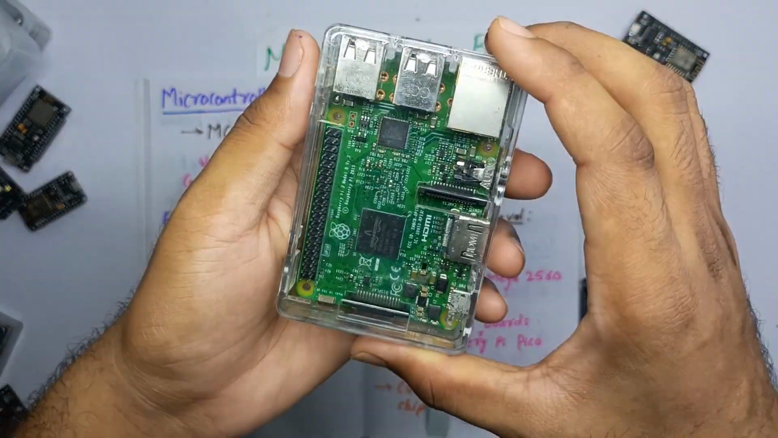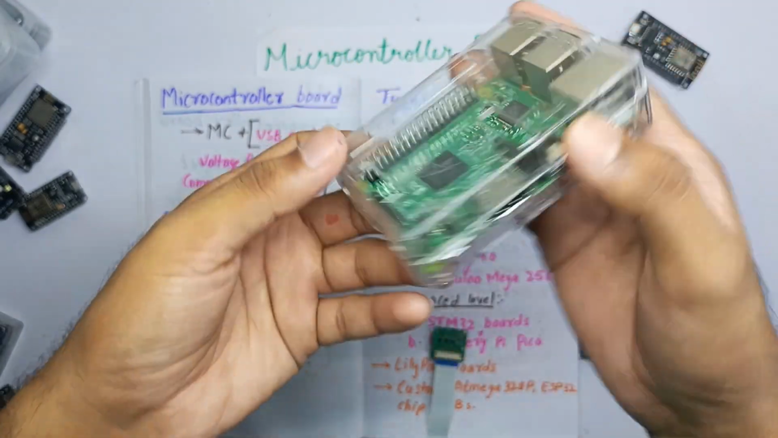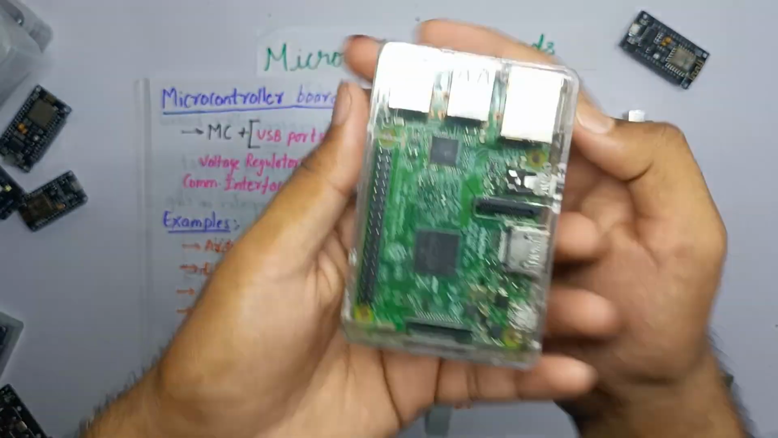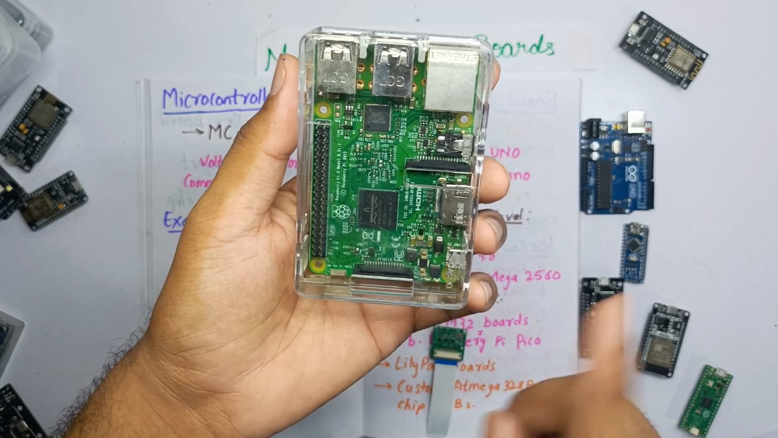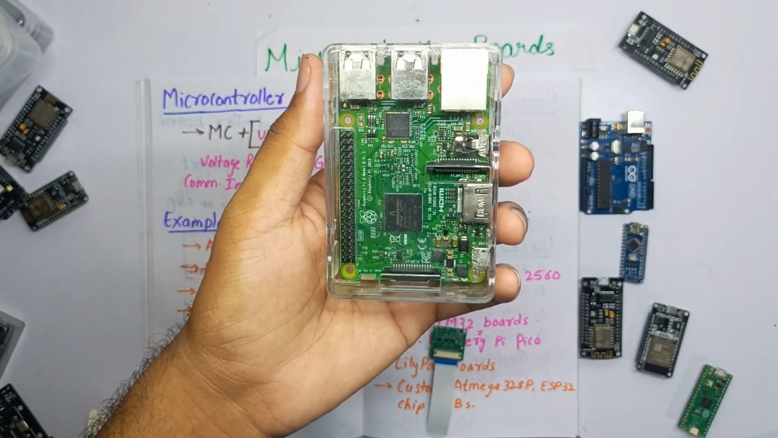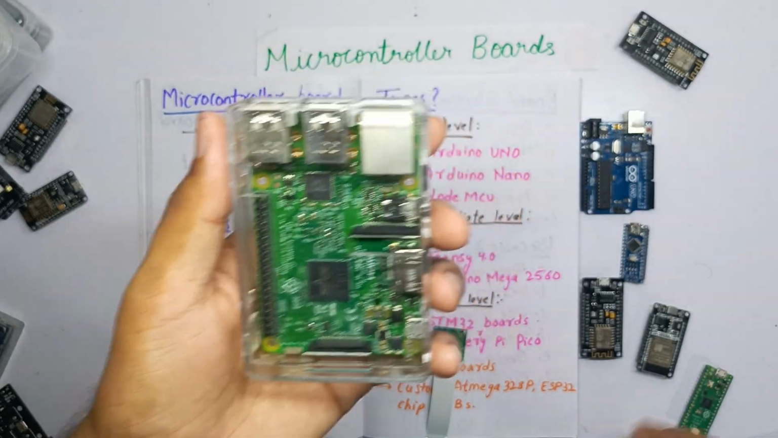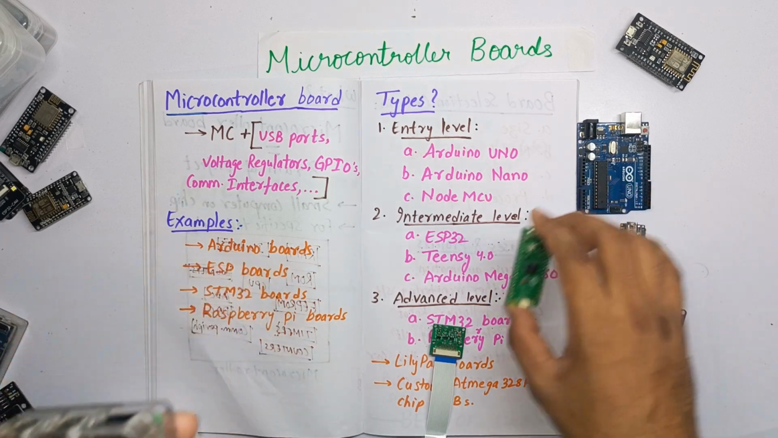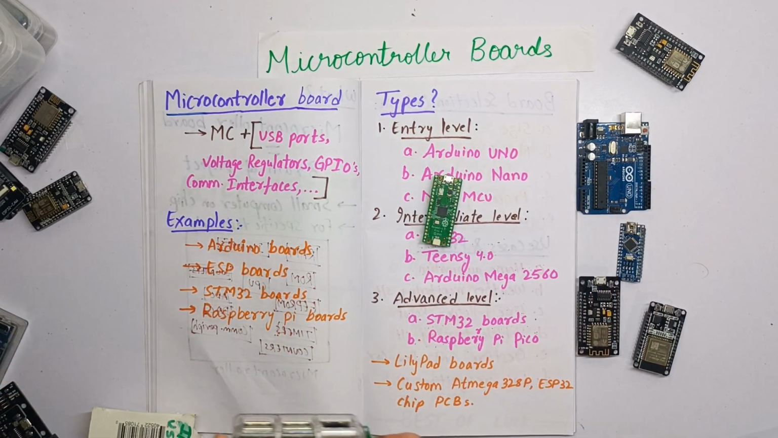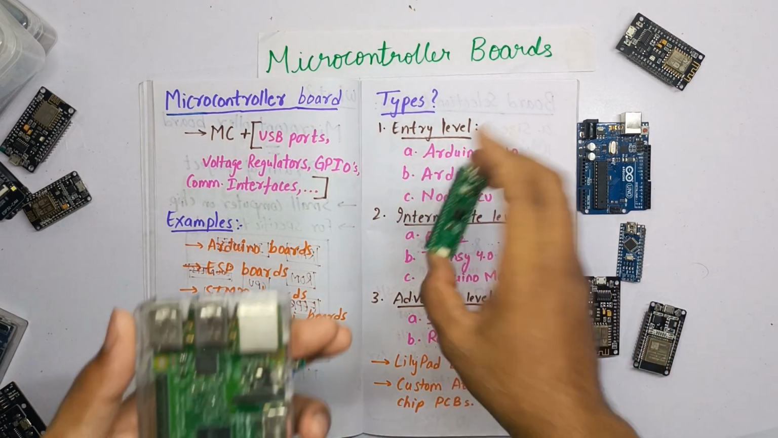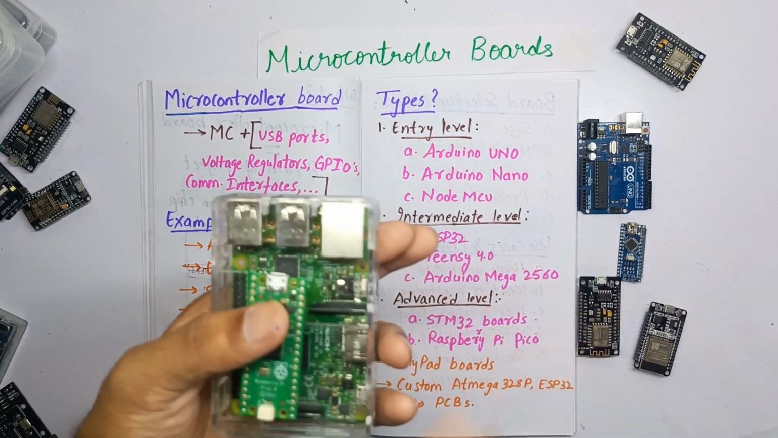So this is a Raspberry Pi board. Raspberry Pi board is not a microcontroller board. This is a processor. See, a microcontroller board can only do one operation at a time. It is used to perform some specific operation.